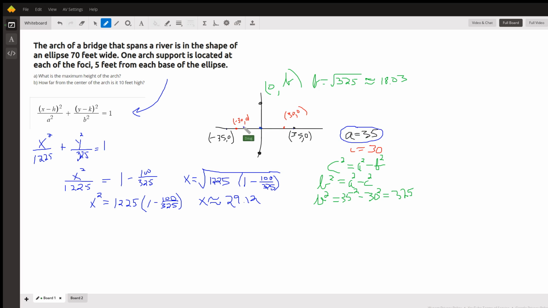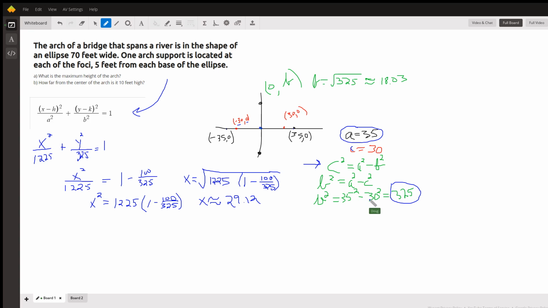The foci must lie along the major axis, and we're told that they're 5 feet from each base of the ellipse. So that puts the coordinates of the foci at (-30, 0) and (30, 0). That's the same as telling you that C is 30. And the relationship between A, B, and C in an ellipse is that C squared equals A squared minus B squared. And if we calculate what B squared is, it's 325.